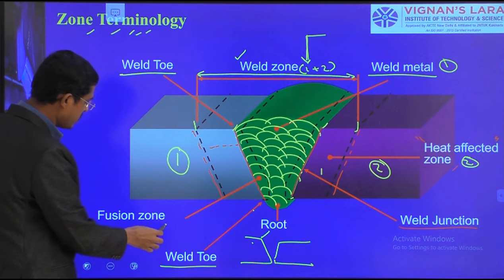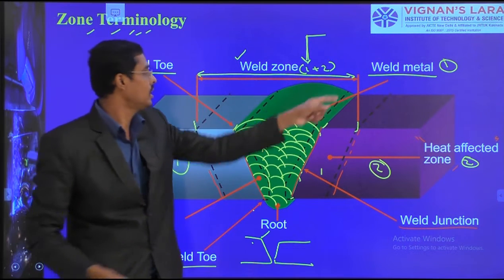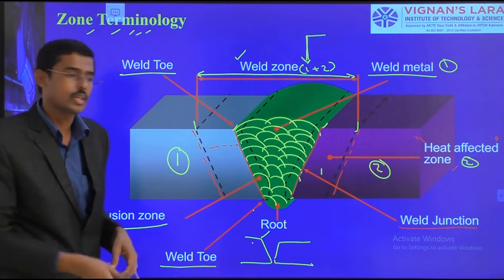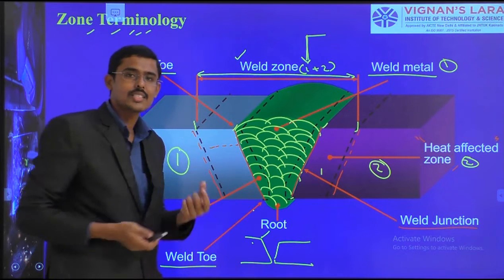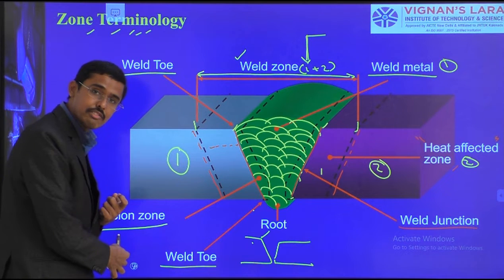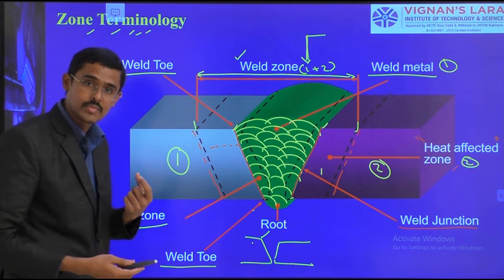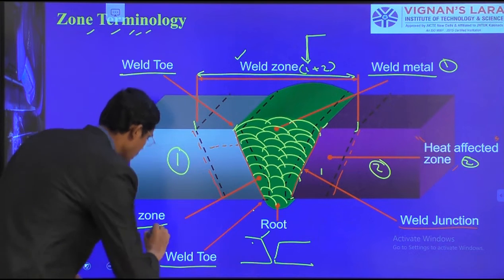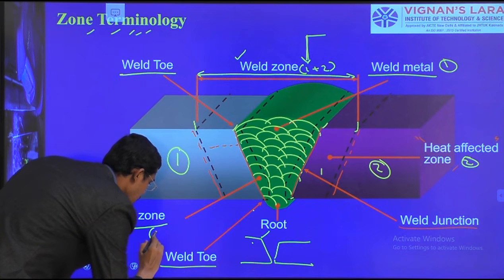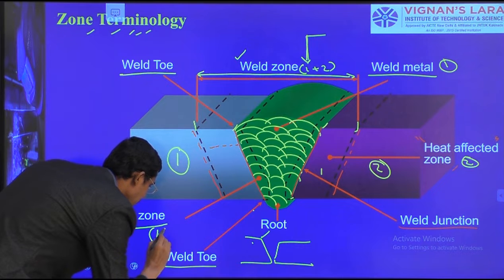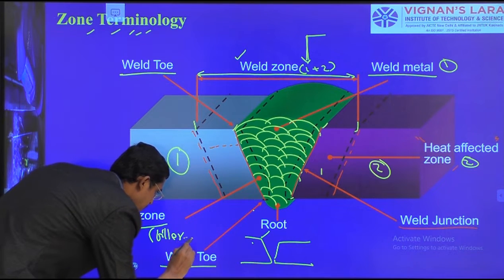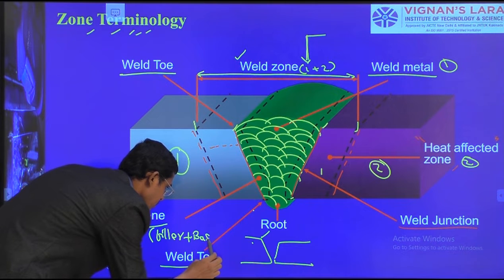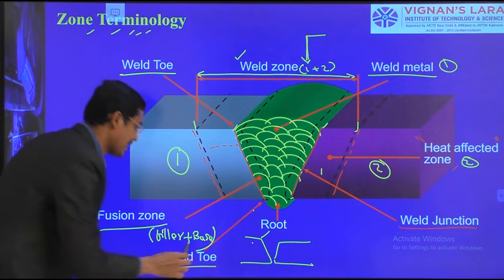And then the fusion zone: this total weld metal I am calling the fusion zone. Here the fusion occurs. You understand, the word says everything for us. The fusion between the base material and the filler material. We can write here: fusion of filler plus base surface.